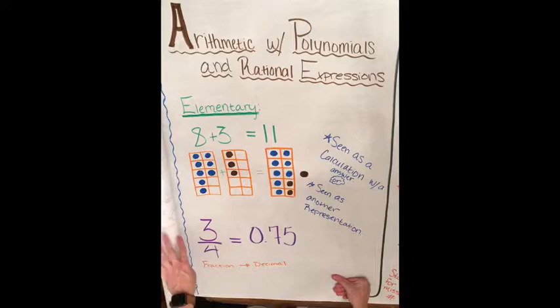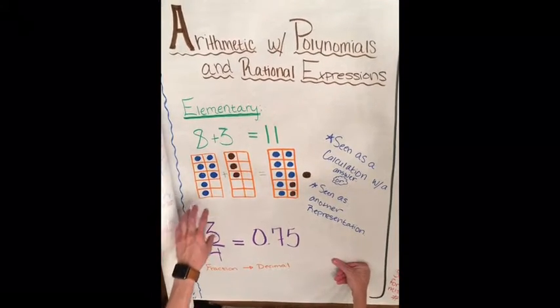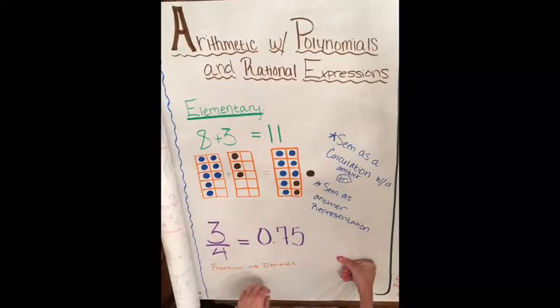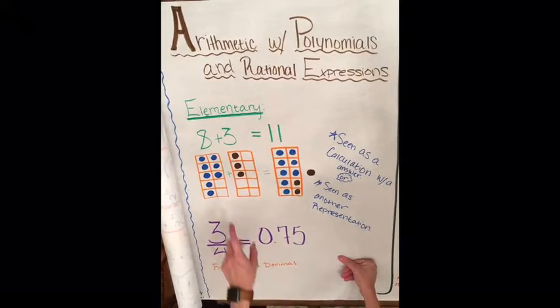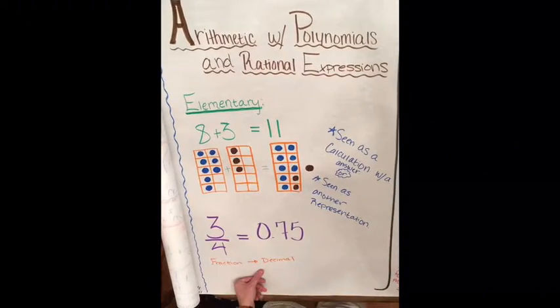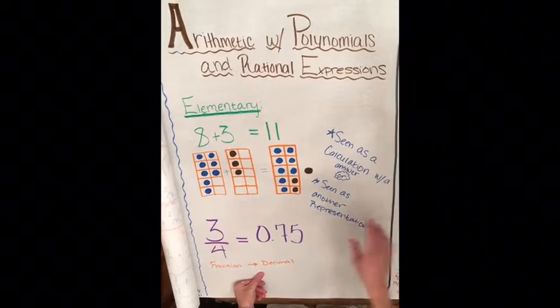Now that we've looked at seeing structures and expressions, we're going to look at the arithmetic with polynomials and rational expressions, and we're going to look at how the foundation is laid in elementary and middle grades, which is going to allow us to do our work in high school with these polynomials.